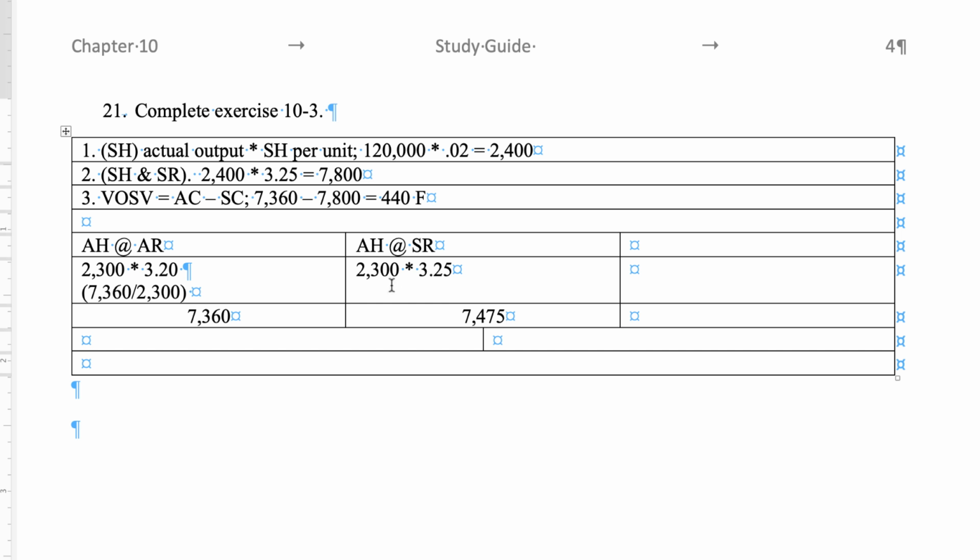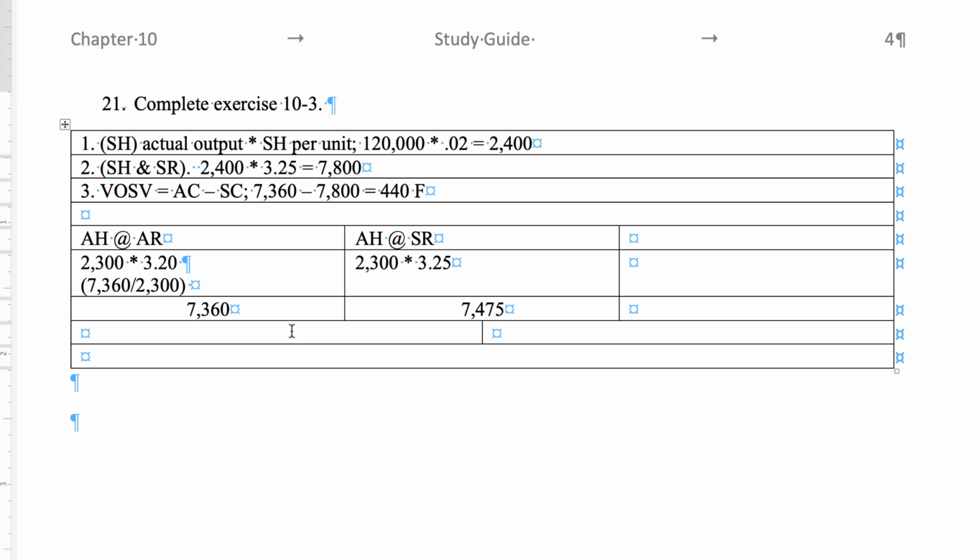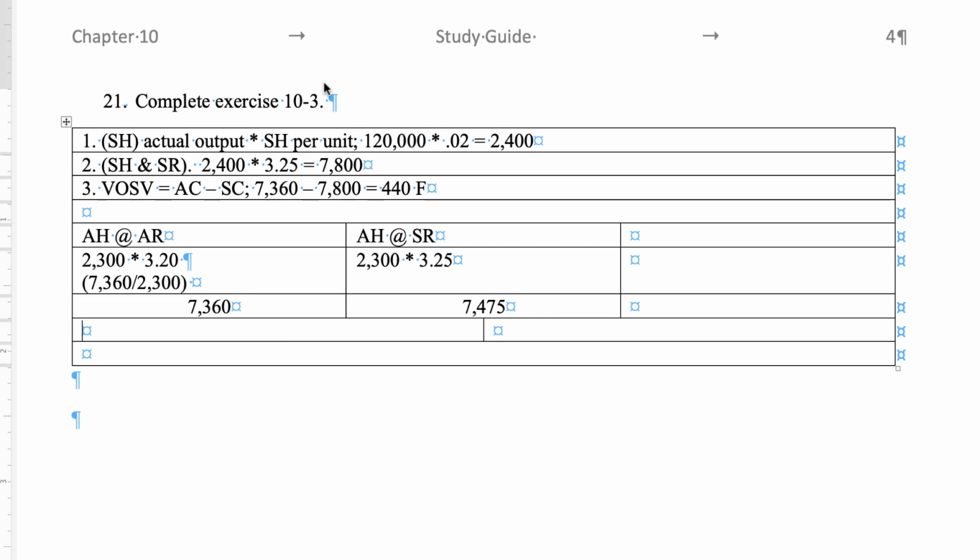Or I can do it this way and say, okay, let me just take the difference between actual hours at standard rate and actual hours at the actual rate, and I end up with a difference of $115 favorable. To figure out my variable overhead efficiency variance, I need to figure out what is my standard hours at my standard rate.